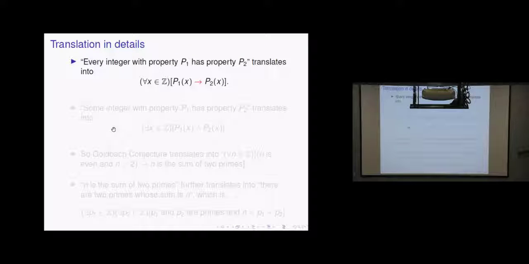Okay, let's try. So I want to translate every integer with property P1 has property P2. So the claim is this. For every integer, say x is an integer, it translates into this: if x has property P1, then it has property P2. Right? So do you agree? Every integer with this property, if it has this property, then it must have the other property. So this is the way of translating.